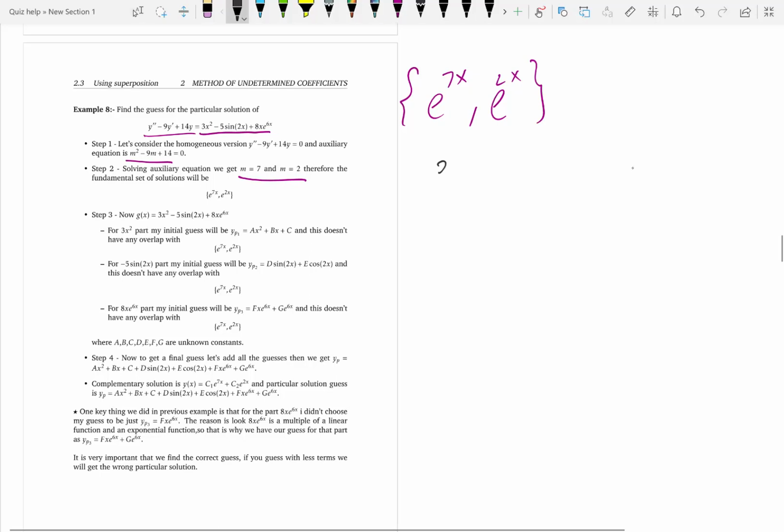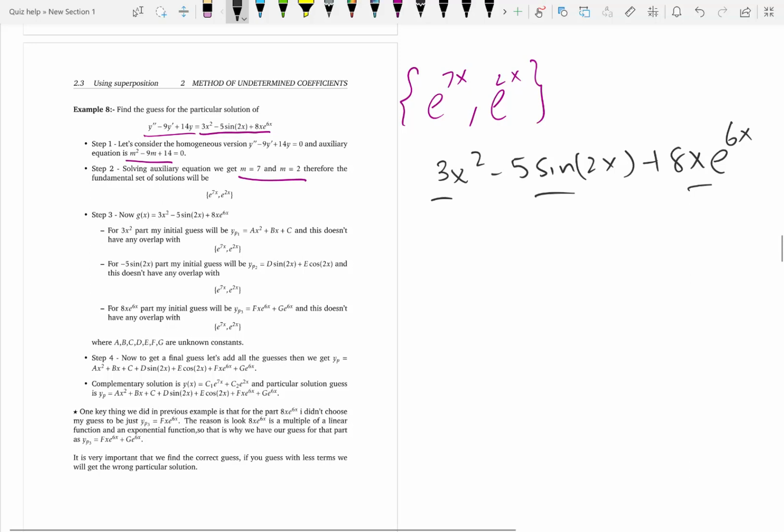Now let's look at the g(x): 3x squared minus 5 sine 2x plus 8x e to the 6x. Wow, too complicated, right? But how are we going to do this? The idea is called superposition. That means you have the summation of three different types of functions here. One is a quadratic function, one is a trigonometric function, and the other is a linear function times an exponential. Handling it all at once is too much for our brain, so let's do it piece by piece.